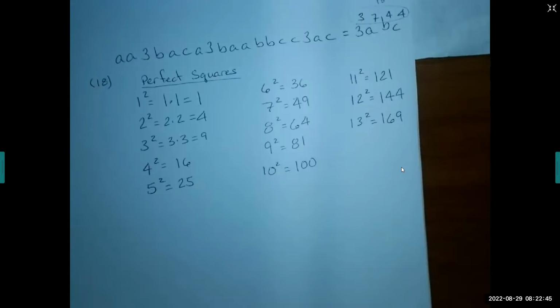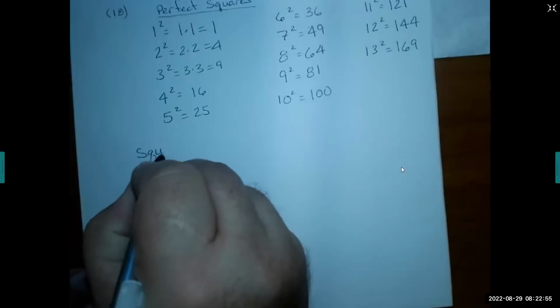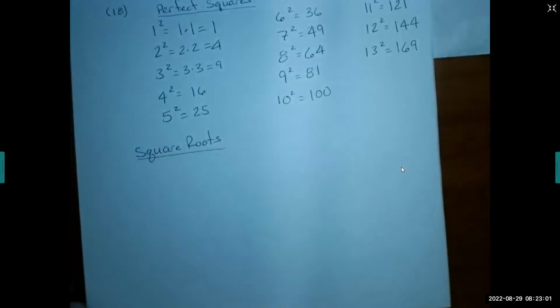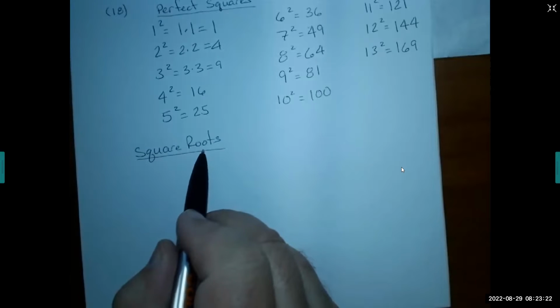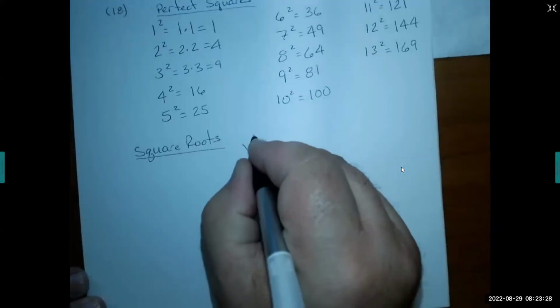Now, why is that important? Because the next part I'm going to show you all. The next part of this chapter deals with square roots. And I'm going to show you why they call it square root. I mean, the word root. Why square root? And I'll show you. The square root looks like this.